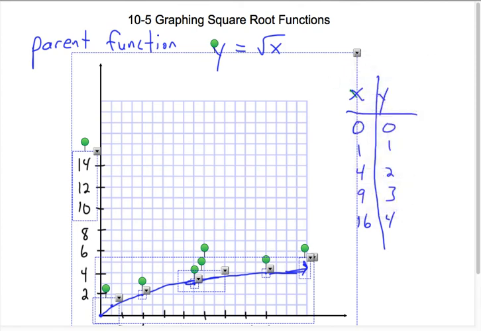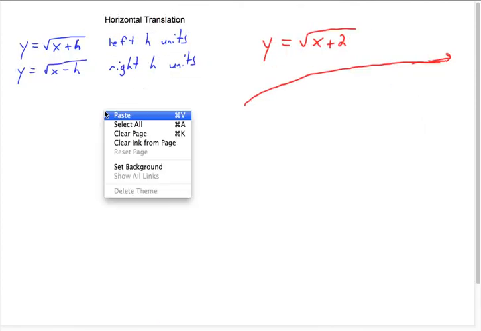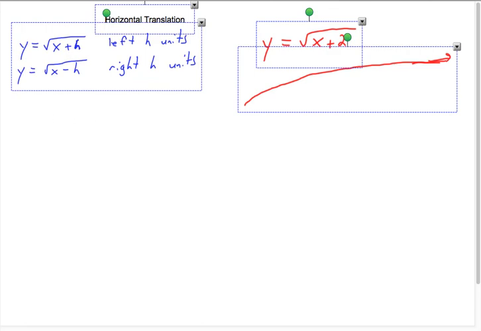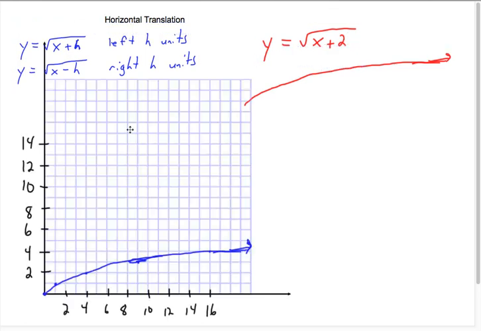So let's copy that as well, and let's put it onto this. Oops, that's not what I wanted. Let's try that again. Okay, so we again have that original parent function graph, which was y equals square root of x, and so now we have this y equals square root of x plus 2. So what that is, it's actually going to be the same thing, but it's just going to be moved. In this case, when it's plus, we move it left h units. So whatever's being added, that's how far left it goes.